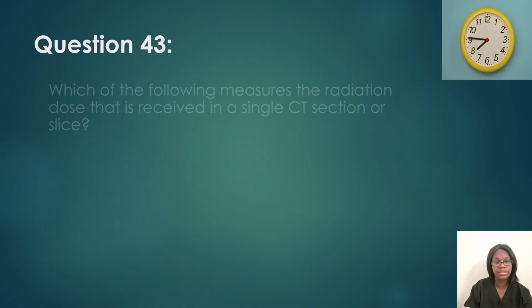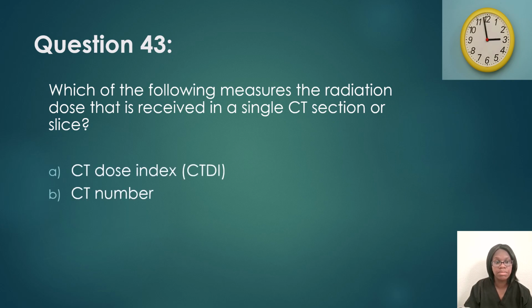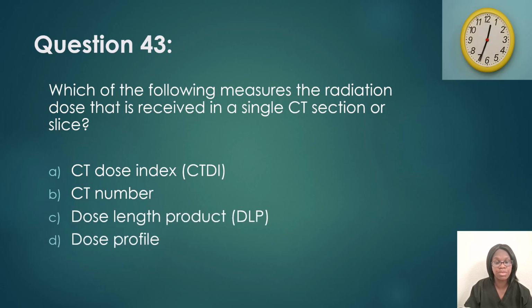Question 43. Which of the following measures the radiation dose that is received in a single CT section or slice? A, CT dose index, B, CT number, C, dose length product, or D, dose profile?